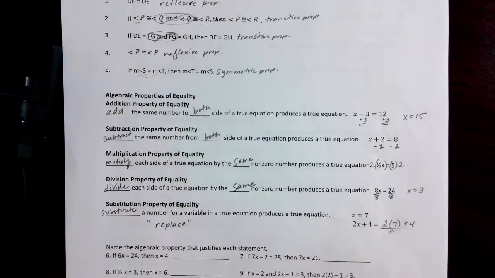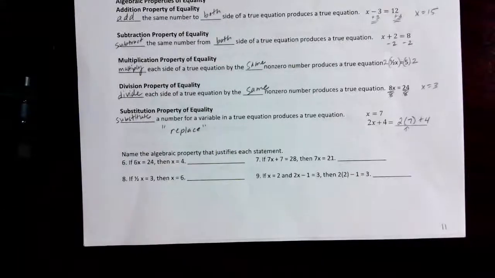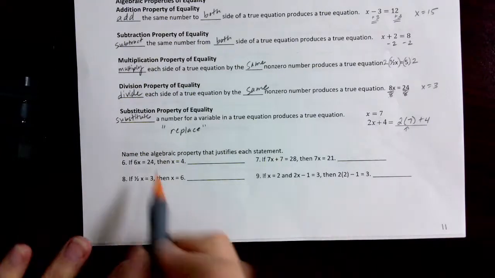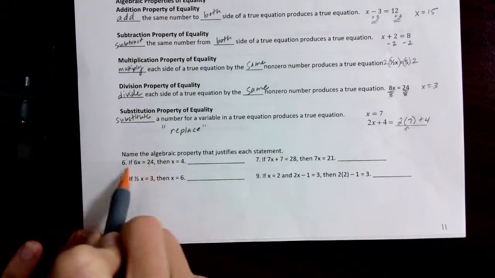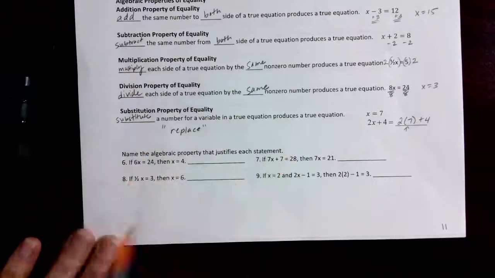The next section, we're going to name the property that justifies each statement. So I'm going to say, this is the hypothesis. This is what we're starting with. They want to know, how do we get to the conclusion? We don't work backwards. It has to start here.